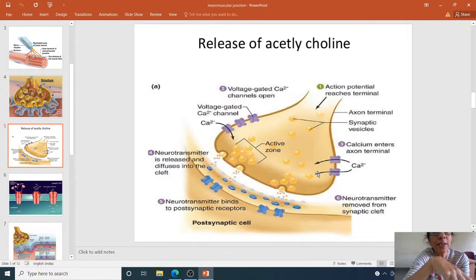Look at the fourth one, neurotransmitter. Here the neurotransmitter acetylcholine is released and diffuses into the cleft. Look at the fifth point, the neurotransmitter is coming and binding to the postsynaptic receptors. On the postsynaptic membrane, I told you the receptors are present. The neurotransmitter has come and is binding to the postsynaptic receptor. And the sixth point is that acetylcholine will stay in the synaptic cleft for less than 1 millisecond.